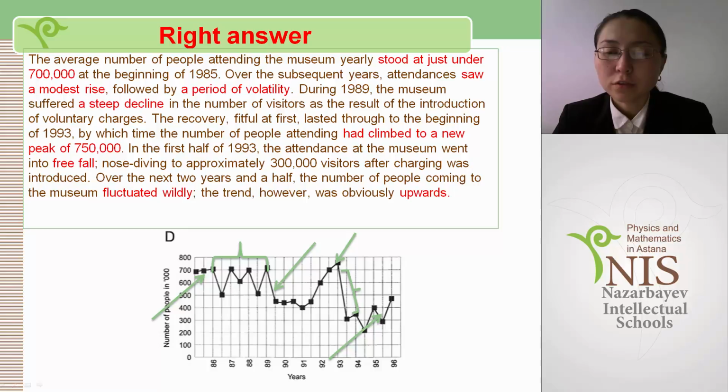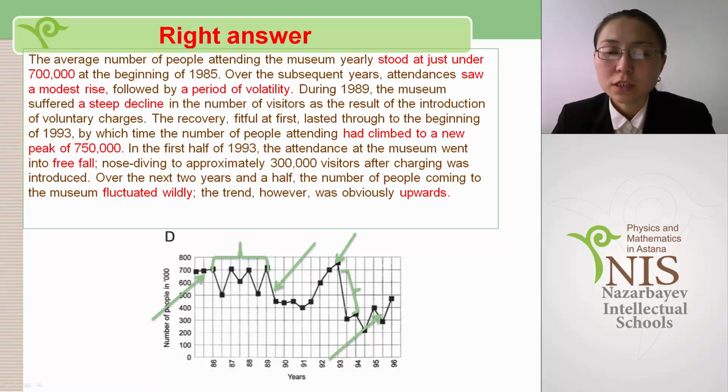The recovery, fitful at first, lasted through to the beginning of 1993, by which time the number of people attending had climbed to a new peak of 750,000. Can you see the new peak? The arrow shows us this. In the first half of 1993, attendance at the museum went into free fall. The next brace shows us the free fall, the decrease, nosediving to approximately 300,000 visitors after charging was introduced.